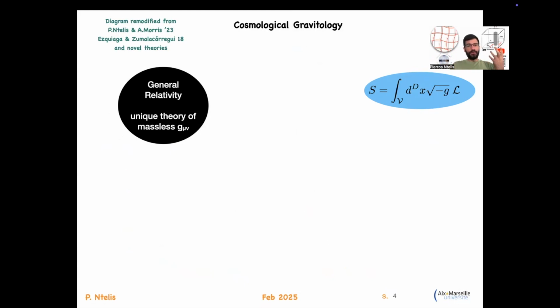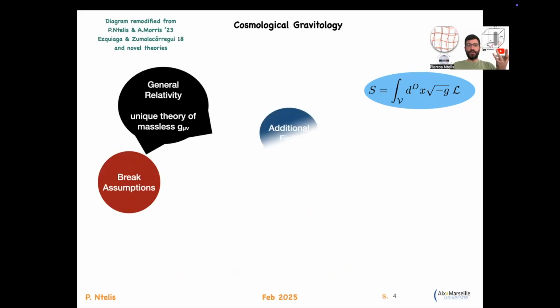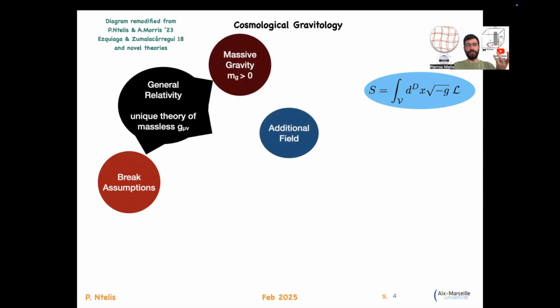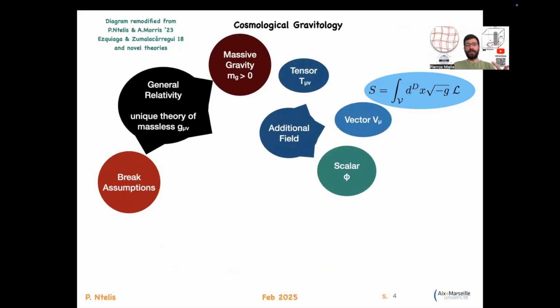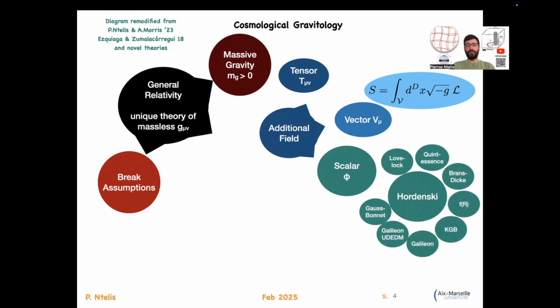Now, if we would like to expand those theories, either we break assumptions, we add a field, or we introduce massive gravity. The most popular ones are introducing an additional field, and therefore we can either add a scalar, vector, or a tensor. The most popular ones are the scalar ones, and a generalization happened by Horndeski, which models a lot of different modelings that were out there, including the quintessence model, which is a hot topic these days. Now, there are also beyond Horndeski theories that are modeling the geometrical part with some scalar field.